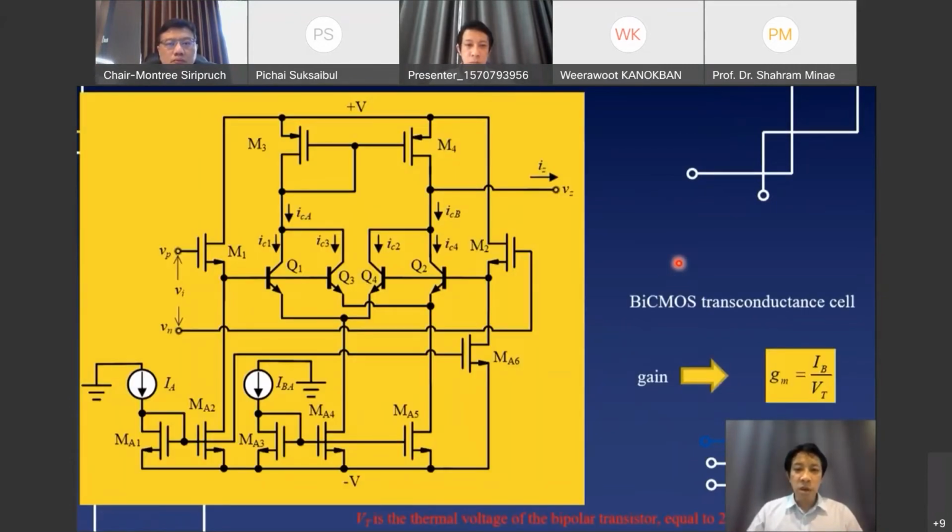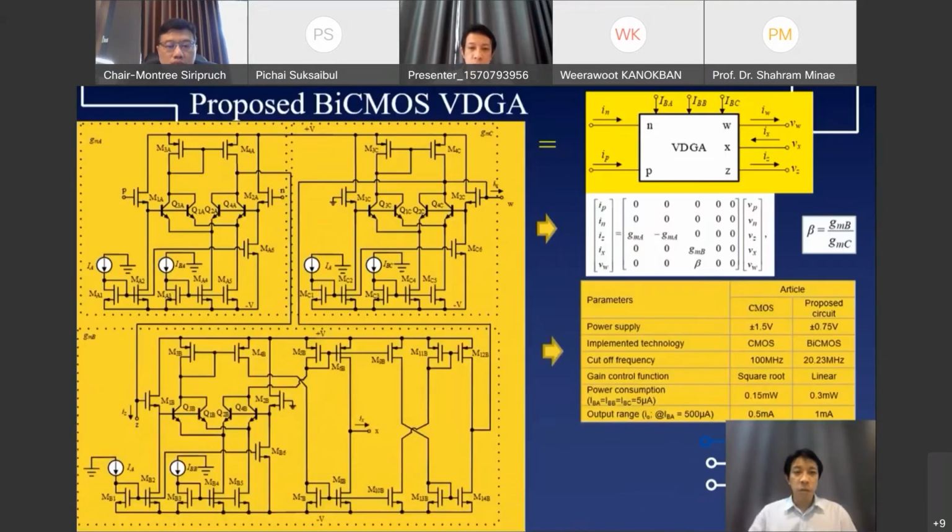This slide shows the BiCMOS transconductance cell. From this slide, the gain of this circuit gm is equal to IB over VT. The complete proposed BiCMOS VDGA is shown on the left side, which also consists of three groups of transconductance gain cells. This is group A, group B, and group C. This circuit gives the function of the VDGA shown on the right side. To compare the CMOS structure and the BiCMOS structure, see this table.